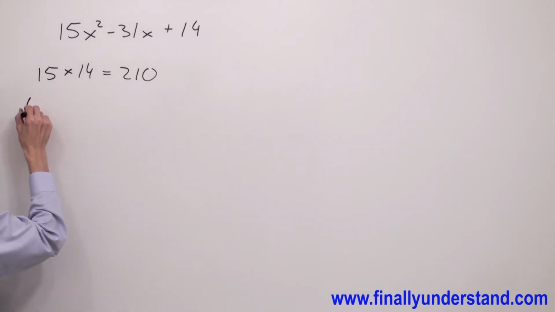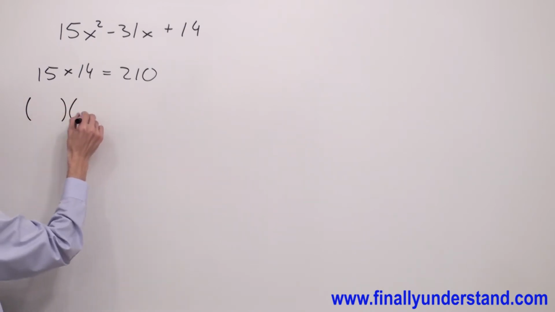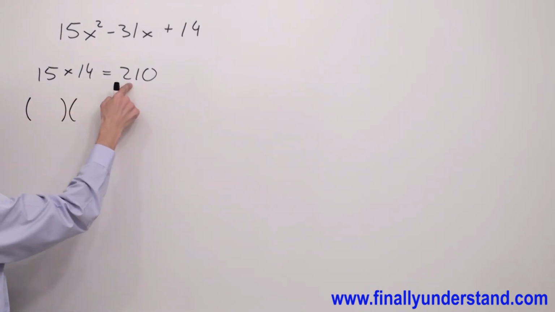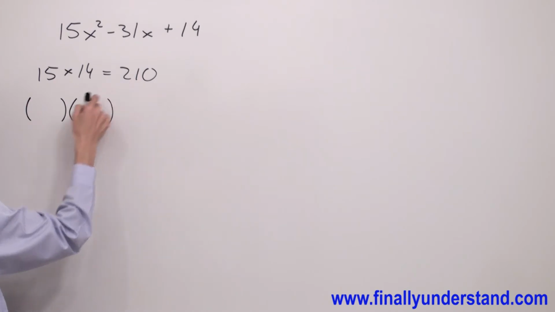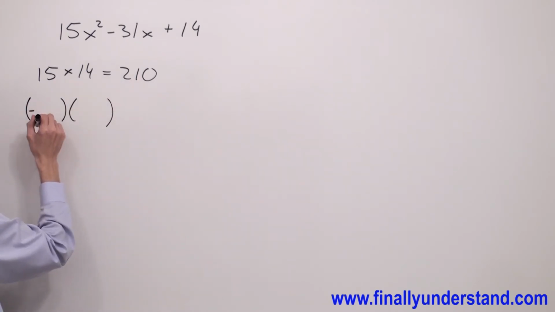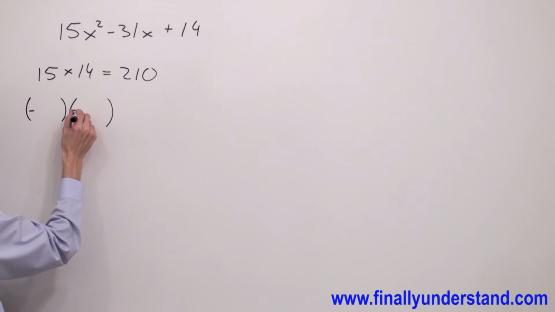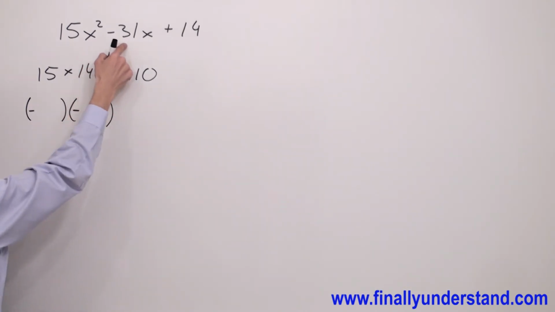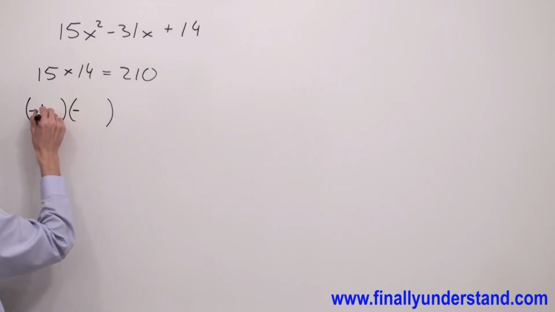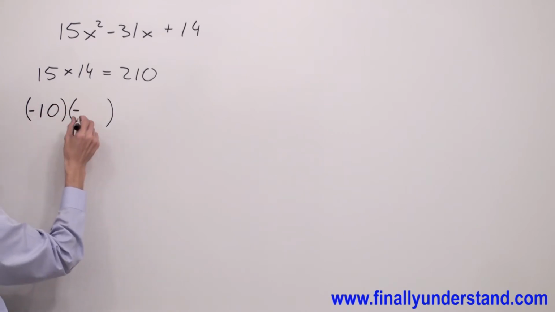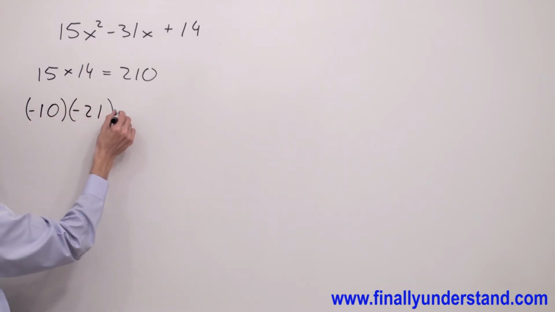Two numbers multiplied by each other are supposed to give me 210. Both of them are supposed to be negative. And these two numbers added to each other are supposed to give me negative 31. These two numbers are negative 10 and negative 21.